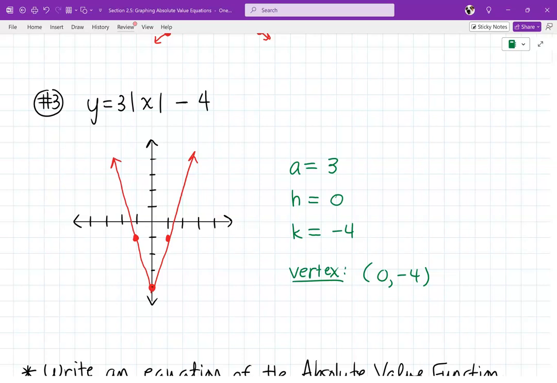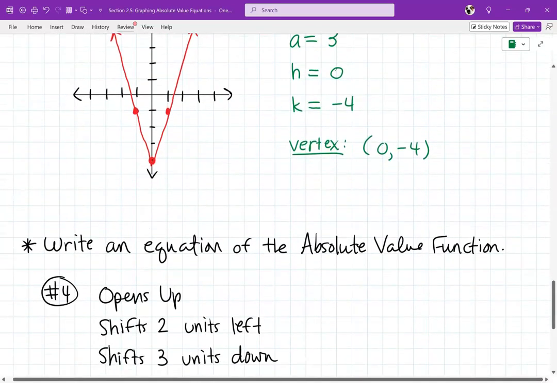So what do you guys think? Hard to graph these? I think they're pretty easy. It's not too bad. Really no different than graphing lines, right? Just find your vertex and then use your slope. Graphing lines, we were finding our y-intercept and then using our slope, right? So same idea. Last two problems.